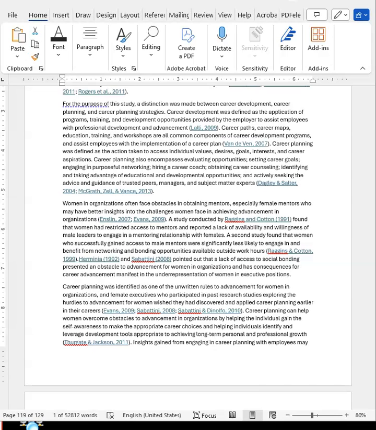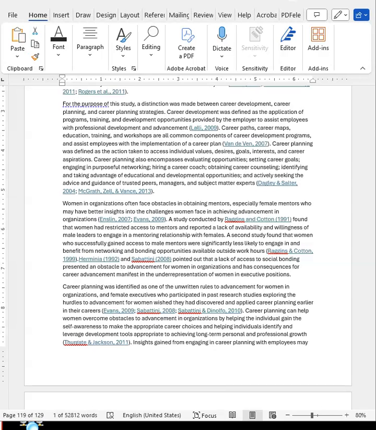Women in organizations often face obstacles in obtaining mentors, especially female mentors who may have better insights into the challenges women face in achieving advancement in organizations. Enslin, 2007. Evans, 2009. A study conducted by Ragins and Cotton, 1991, found that women had restricted access to mentors and reported a lack of availability and willingness of male leaders to engage in a mentoring relationship with females.